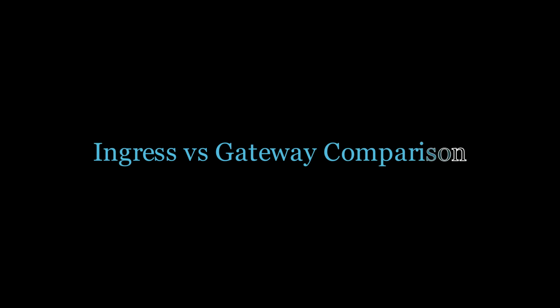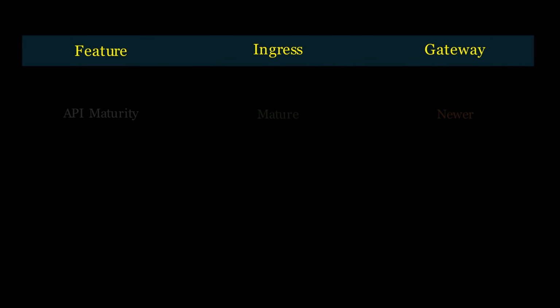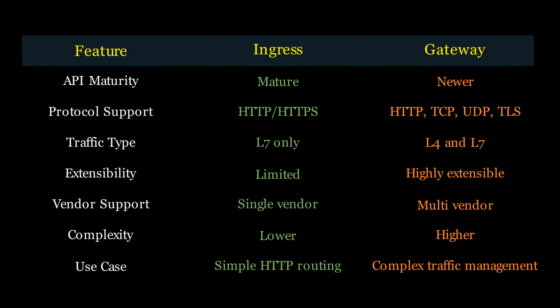Let's compare Ingress and Gateway directly to understand their differences better. Now let's understand when to use each. Use Ingress for simple HTTP/HTTPS routing, single cloud providers with standard load balancer features, and less complex requirements. Use Gateway for multi-protocol support, multi-cluster environments, advanced traffic management, and multi-vendor environments.